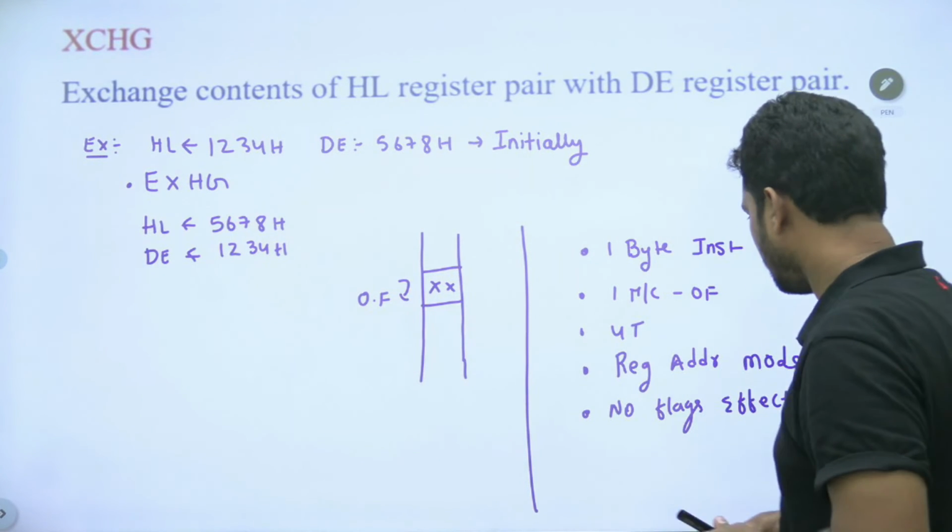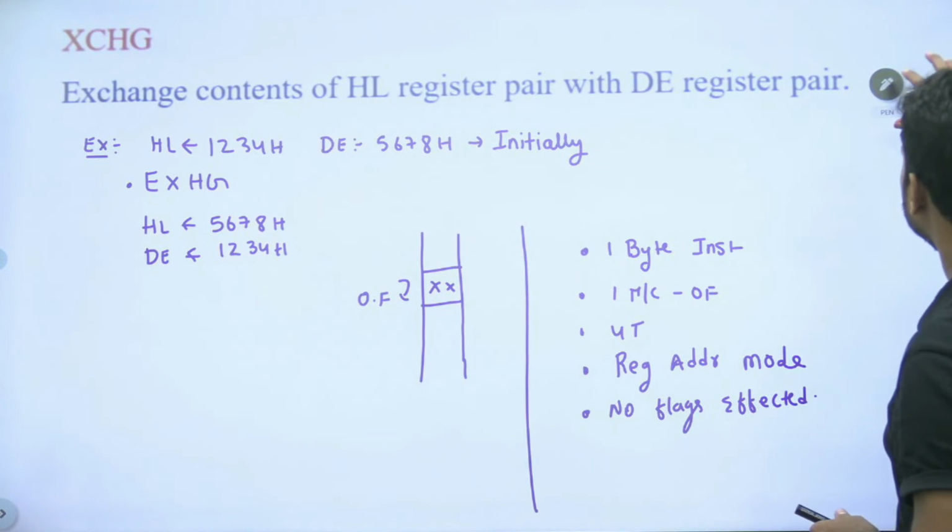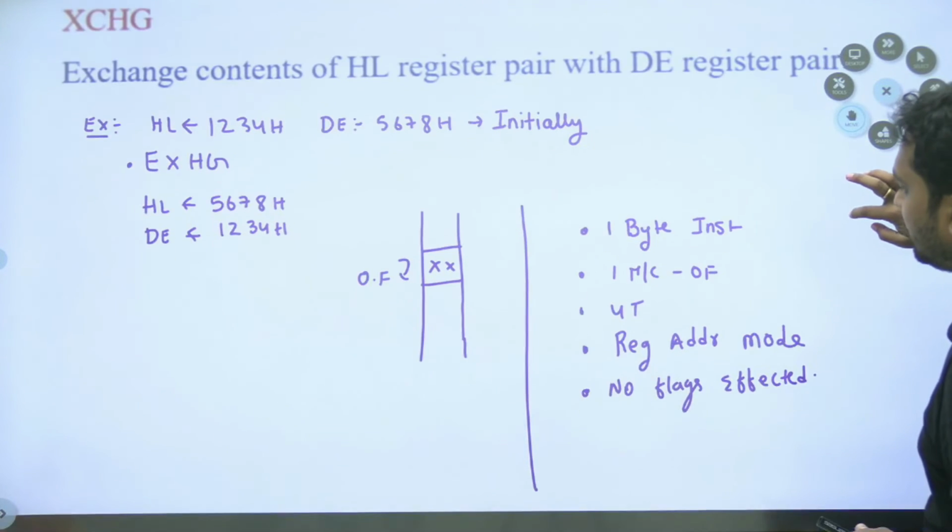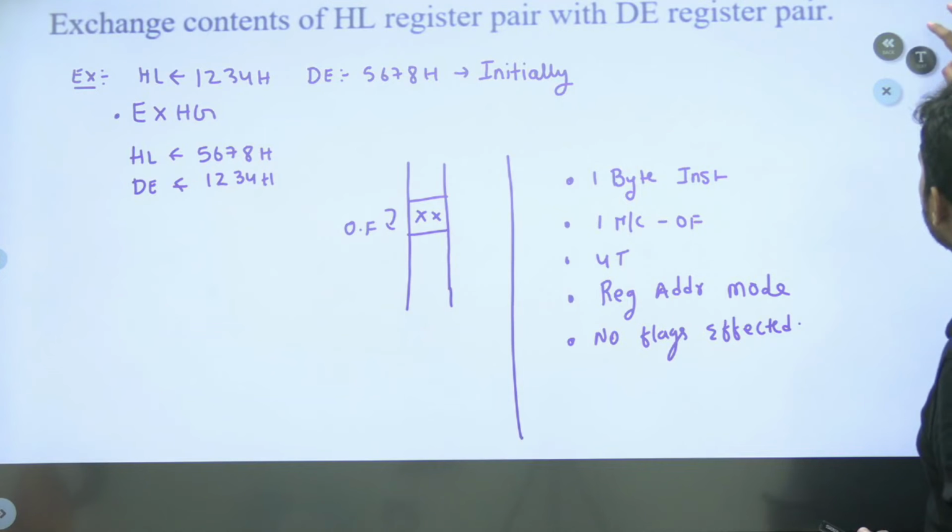Actually, in this instruction, I already told you earlier, there is something called fetch-execute overlap.